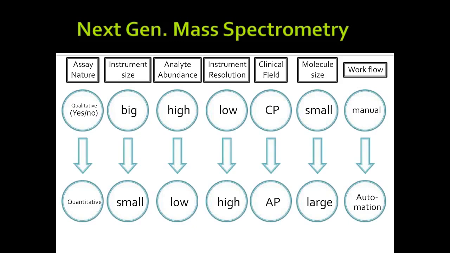And then from the clinical field, we're talking from CP to AP, which is expanding from chemistry, actually from clinical pathology to anatomical pathology. From the molecular size perspective, we're working from small molecules to large molecules, and workflow automation. Those are all the pillars for the next generation clinical mass spec that need and deserve attention for us to study more.